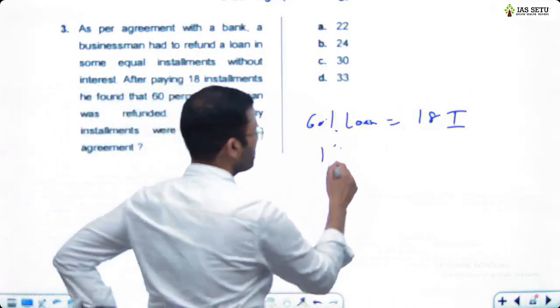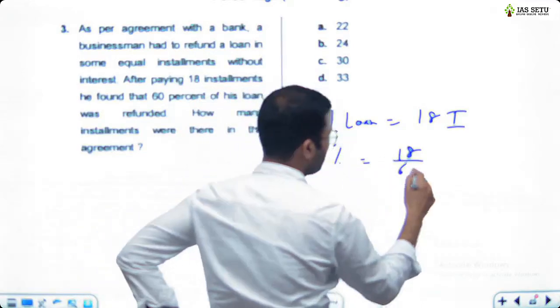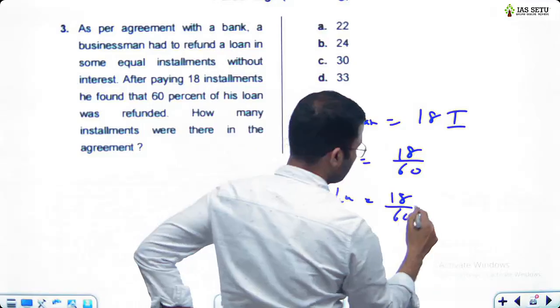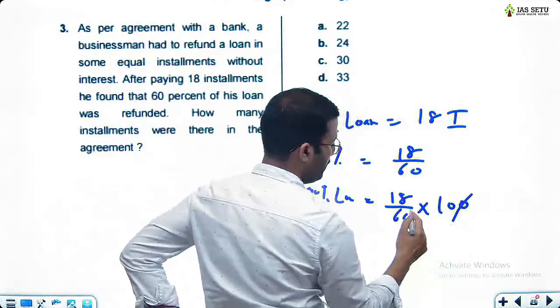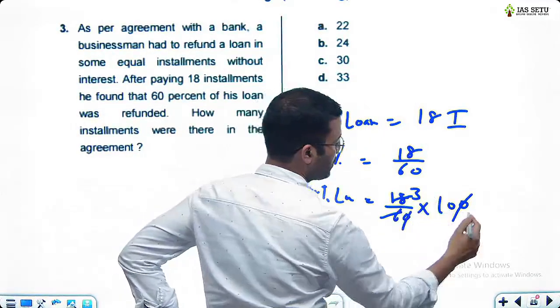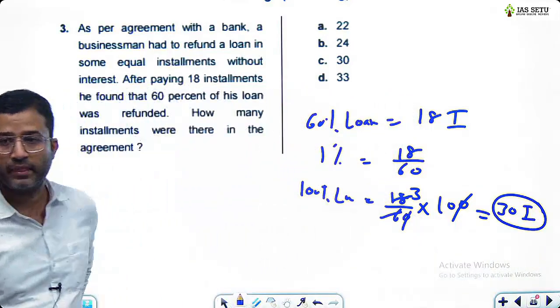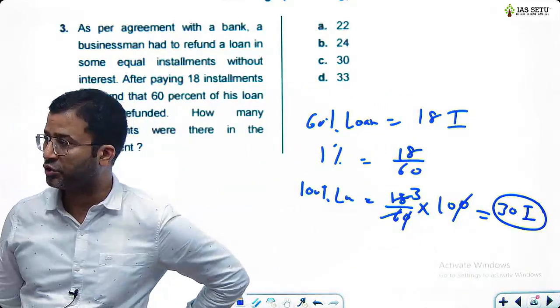So 1% is 18 upon 60. 100% loan is 18 upon 60 into 100. This 0 cancel. This is 3. 3 into 10. 30 installments.